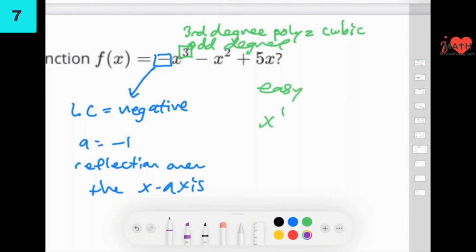All right, something I also notice here is there's no number here without an x. And this would have been the y-intercept. So I know my y-intercept is going to be 0.